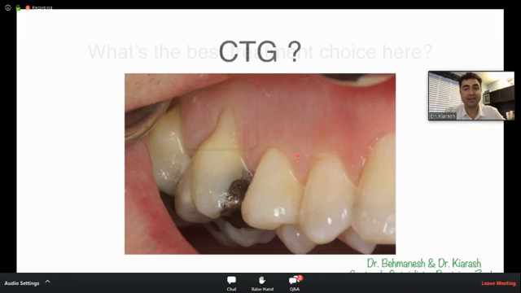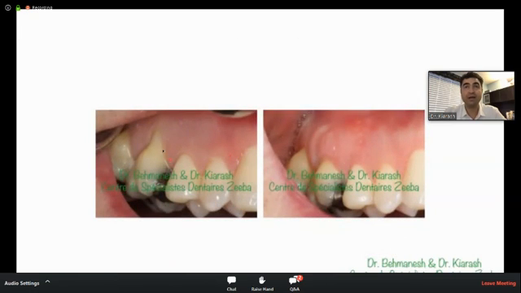When we look at a case like this, the question becomes, can we do a connective tissue graft in a molar area? And the answer is absolutely yes. We can do a connective tissue graft, get nice thick tissue. We can get root coverage, but more importantly, look how thick the tissue is in this area.